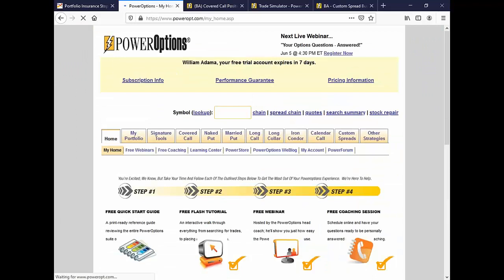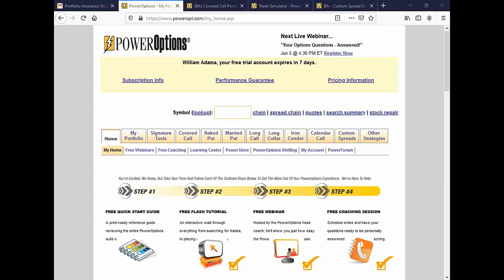Let's get to our live questions that came in. Chuck, you said, good day. When scanning for credit spreads, is there a way to filter out that the net credit you receive is greater than 1/3 of the spread? Man, Chuck, there's no way to do that directly.